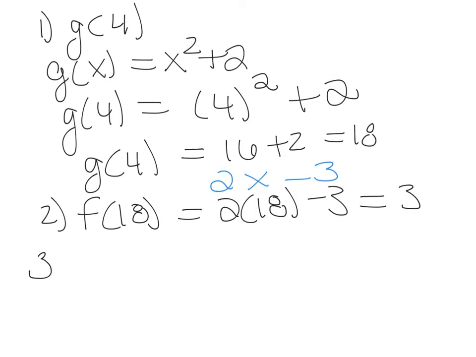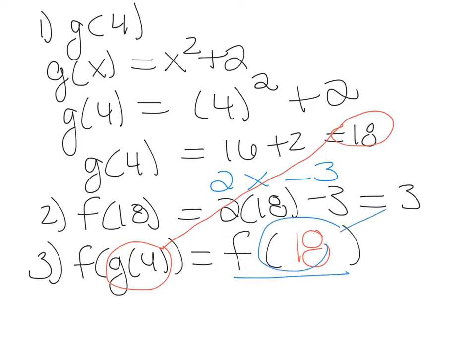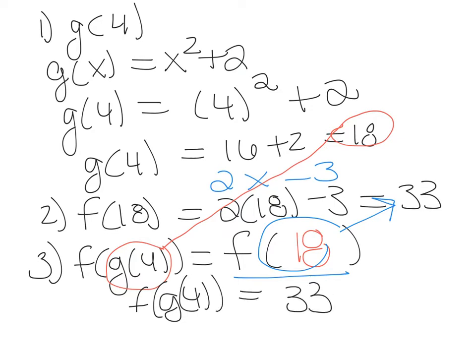Okay, so this is a little bit trickier. Number 3 says that it wants you to do f of g of 4. If you look at this inside piece right here, g of 4, I'm going to draw a line across all of my work. We already know that g of 4 is 18, so I'm going to plug in an 18 right here. And f of 18, we found right here, oh, I told you 33 earlier, I only wrote 3, was equal to 33. So now we know that f of g of 4 equals 33.